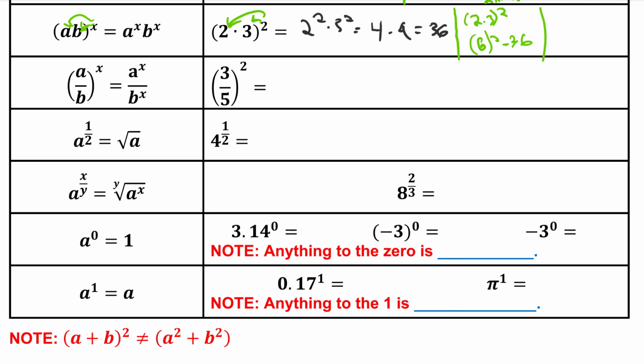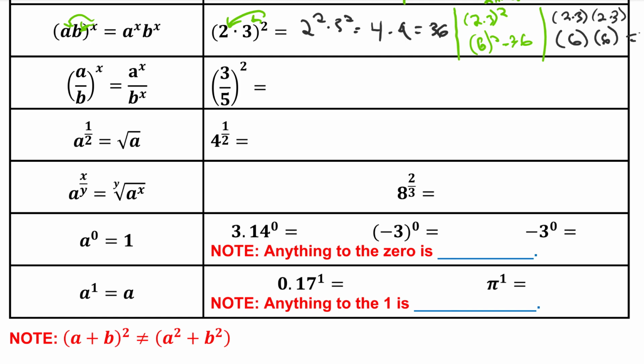The second thing is that if we have 2 times 3 all squared, that means anything squared is times itself. So really we have 2 times 3 times 2 times 3, and then this is 6 times 6. Or you could rewrite them to put the 2's together, which would give 4, and the 3's, which would give 9. 4 times 9 is 36.